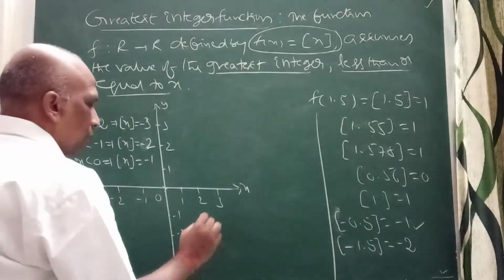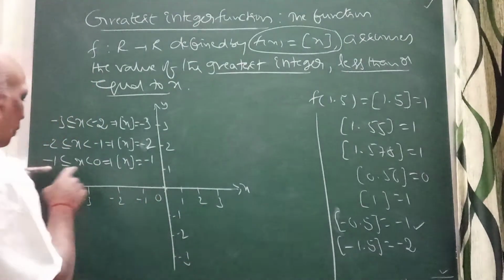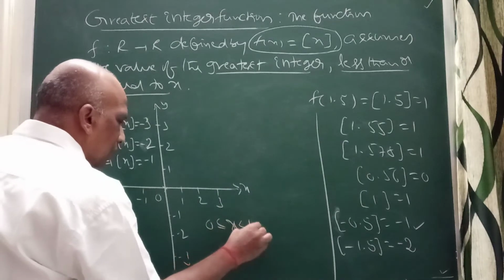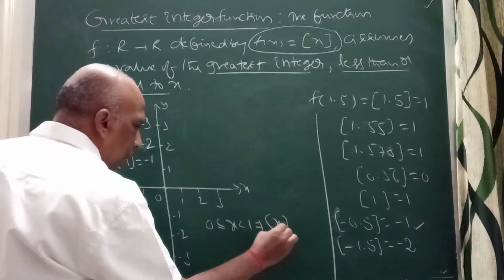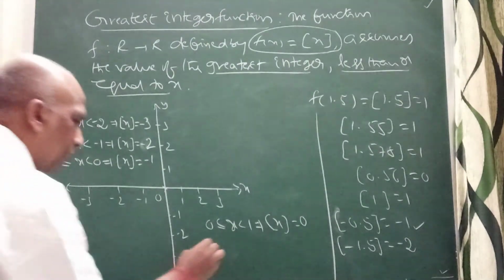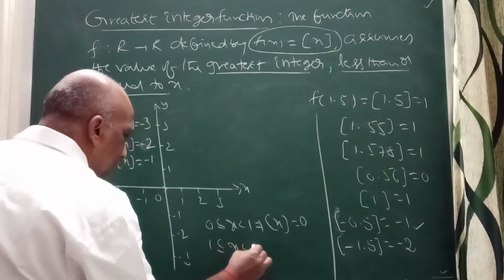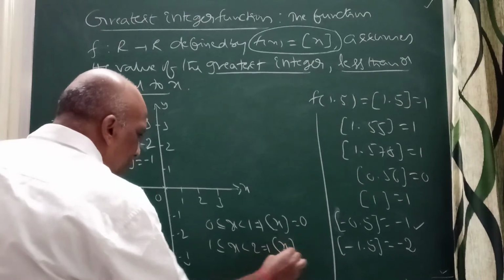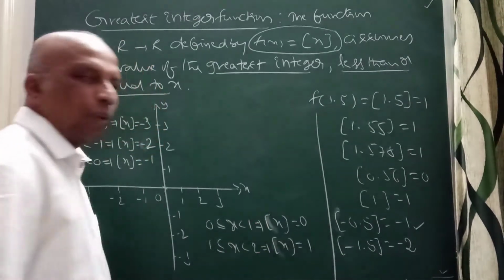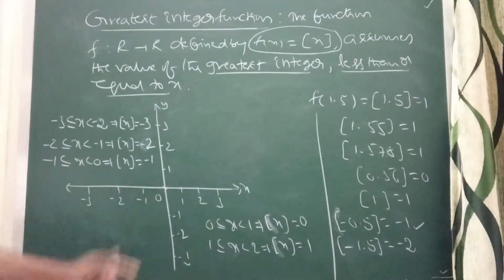Suppose we take the value 0 less than or equal to x less than 1, what is step x? It will be 0, right? Between 0 and 1 it will be 0. If we take 1 less than or equal to x less than 2, then step x is equal to 1, this is the step function. You can substitute the points here.